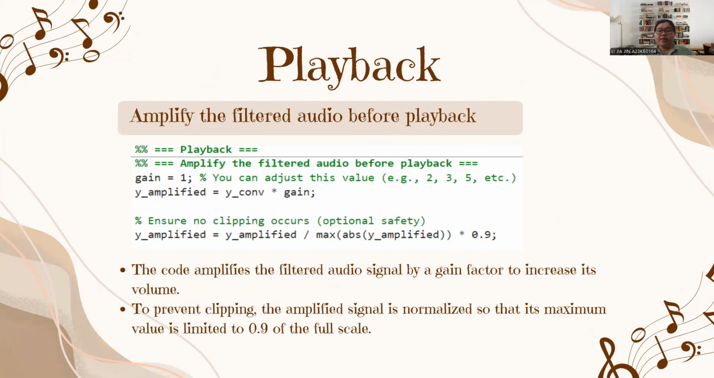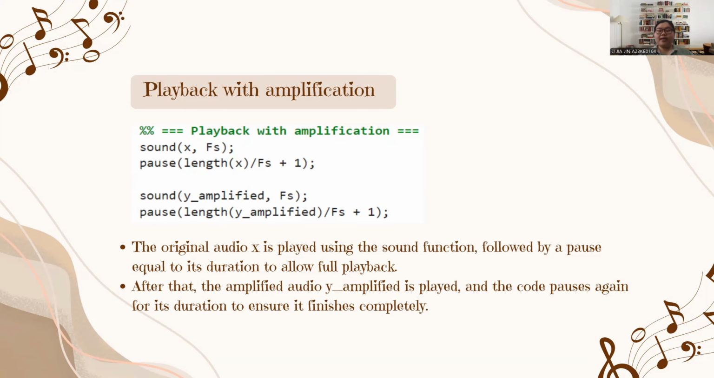In the next step, I will amplify the filtered audio before playback. The audio was amplified using a gain factor to increase its volume for better clarity. To prevent clipping, we normalize the amplified signal so that the maximum value is limited to 0.9 of the full scale. Then we play back both the original and the amplified audio signal.